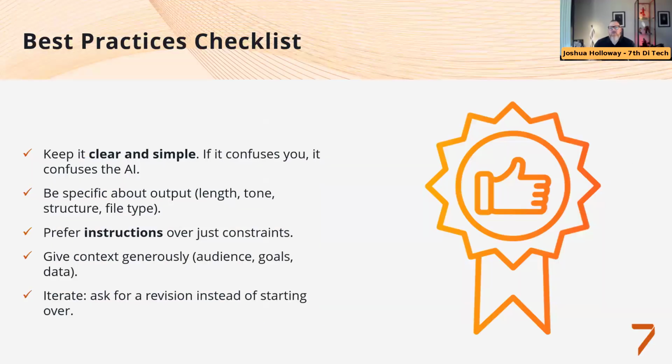So lastly, let's go over some best practices. Clear and simple. If you're confusing yourself, you're confusing AI. Be specific about the output: length, tone, structure, file type, if you want it to produce a text file, a PDF file, or a Word document, Excel file, table. Give it that answer. Don't assume that it's going to be able to read your mind.